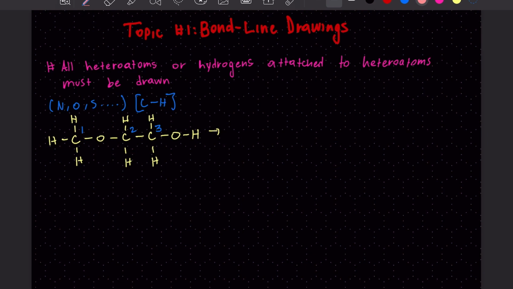So let's begin by drawing our bond line drawing. We know that this will be carbon number 1 right here. And we know that between carbon 1 and carbon 2, there will be an oxygen. So there will be an oxygen right here. And this would not be carbon number 2 here, since that is now our oxygen. And if you want, this will be 2 right here, but we don't count that, since we're only counting carbons.